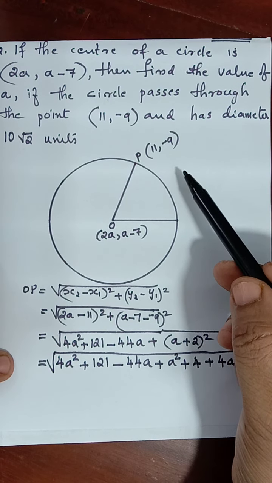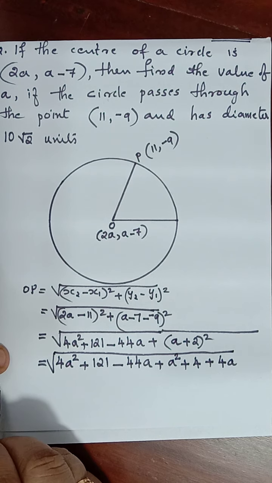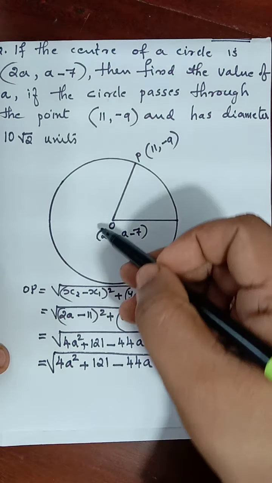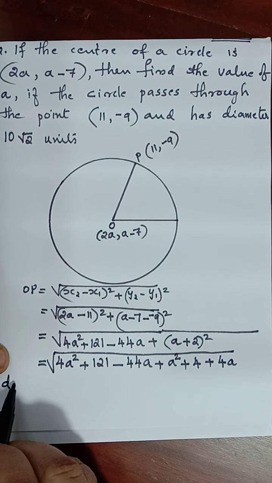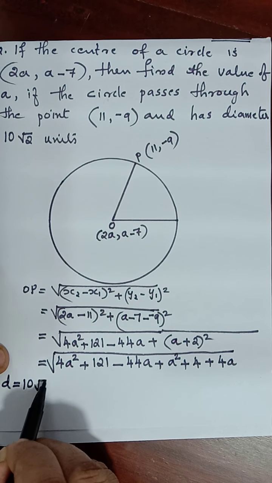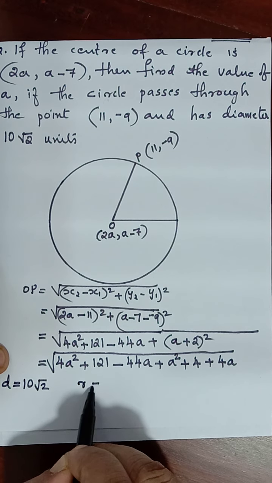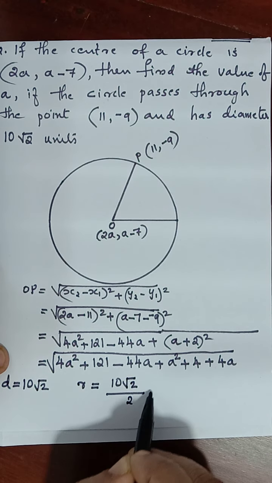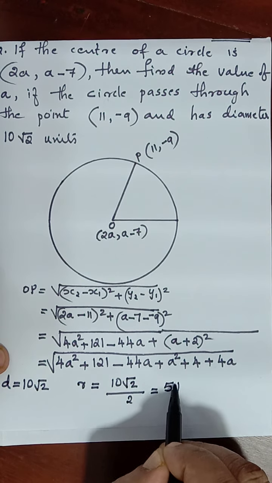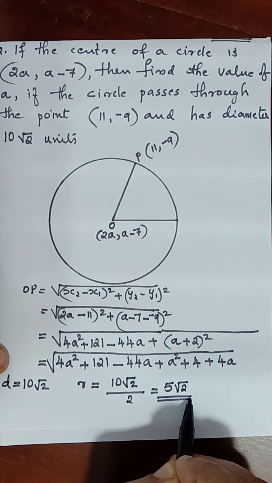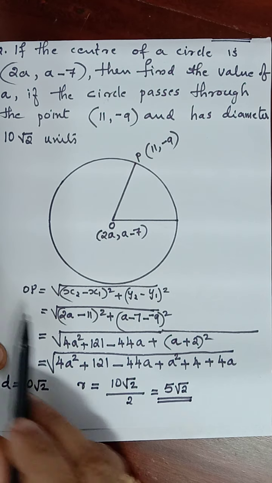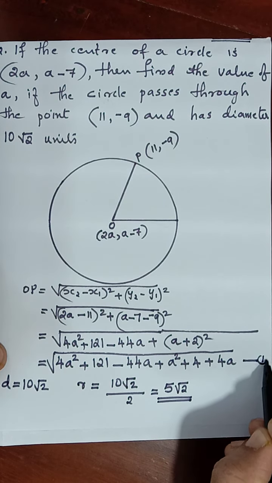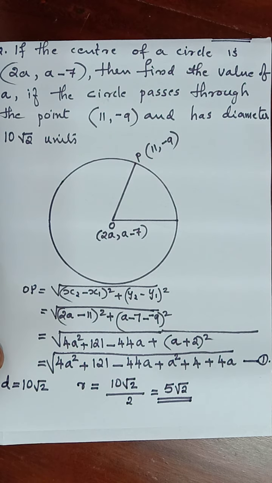It is the diameter. We know that OP is the radius and given diameter is equal to 10 root 2. Therefore, radius is equal to 10 root 2 divided by 2, which is equal to 5 root 2. So, radius is 5 root 2. That is same as our OP. OP is this one. So, let us equate both.